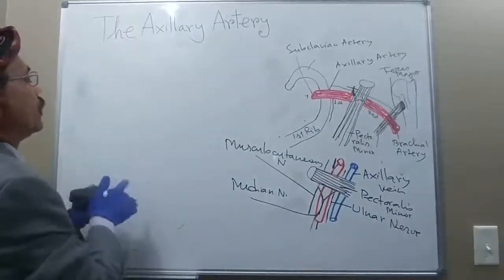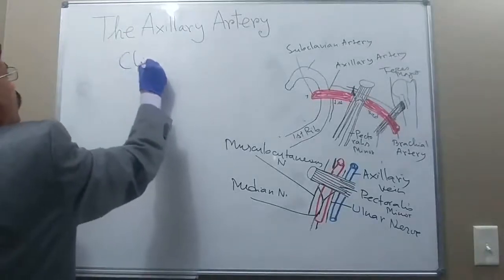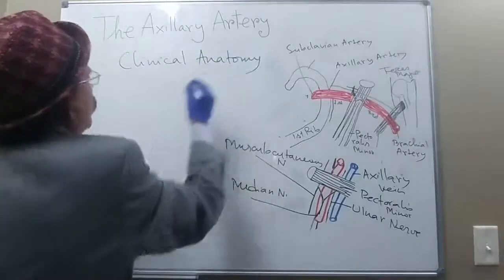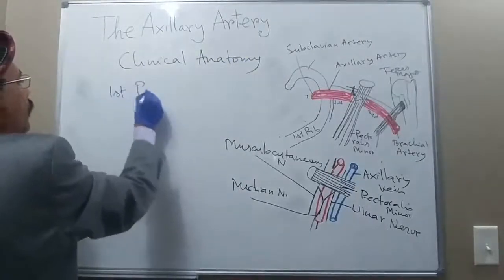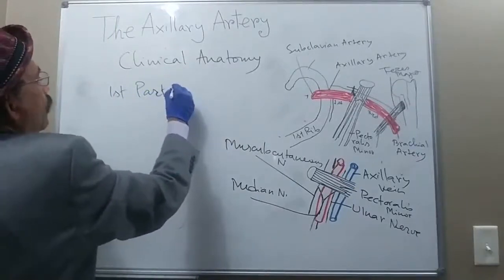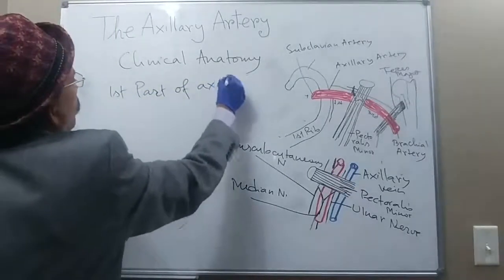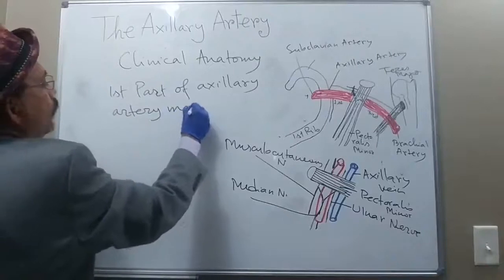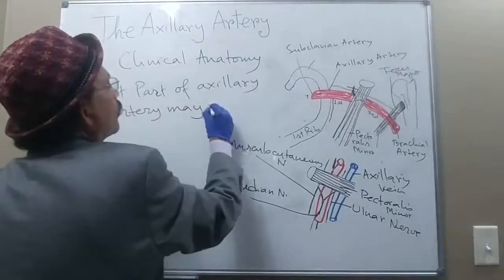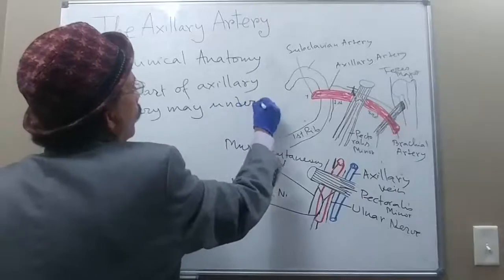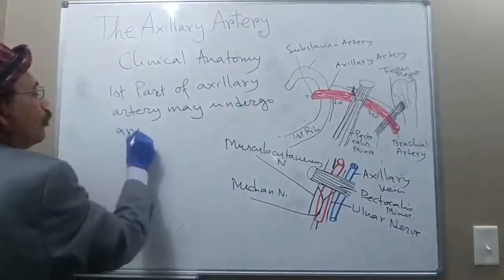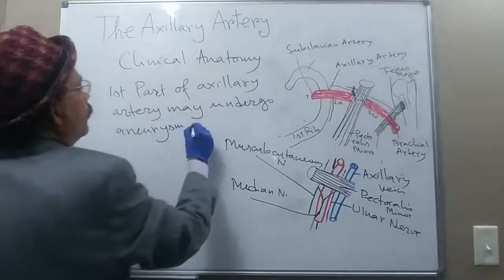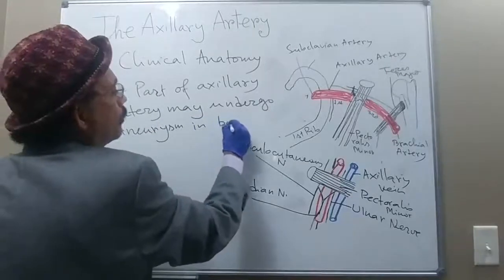Now we learn some of the clinical anatomy. The first part of the axillary artery may undergo aneurysm. Aneurysm is the abnormal dilatation of a blood vessel, seen in baseball pitchers.